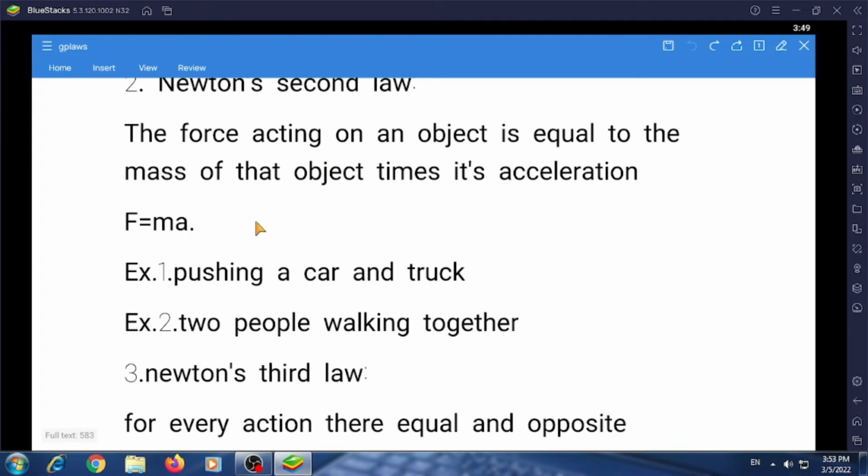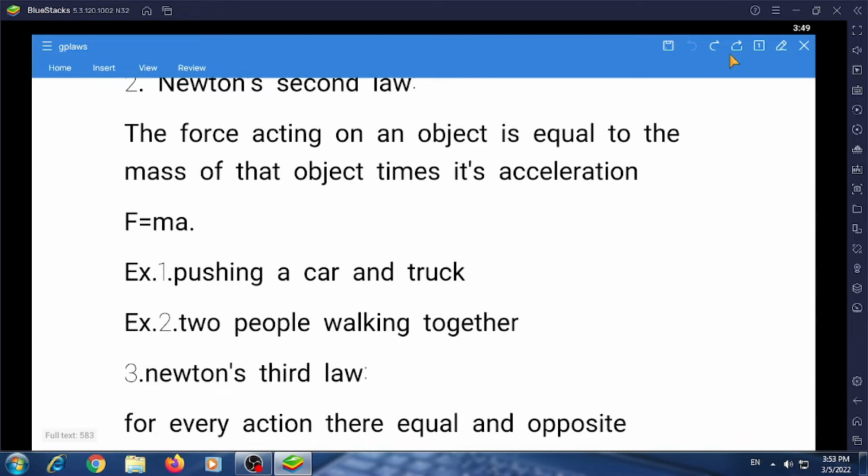Now the second law of motion: the force acting on an object is equal to the mass of that object times its acceleration. What it means is, F is equal to mass into acceleration.